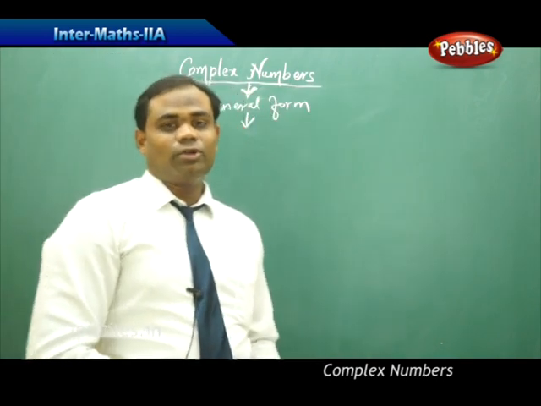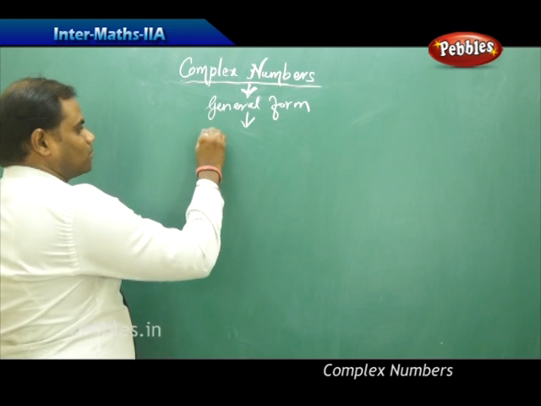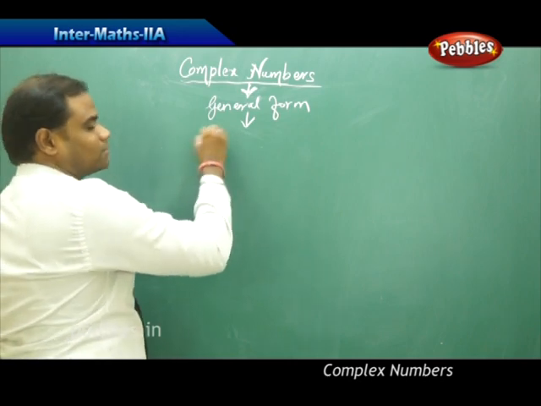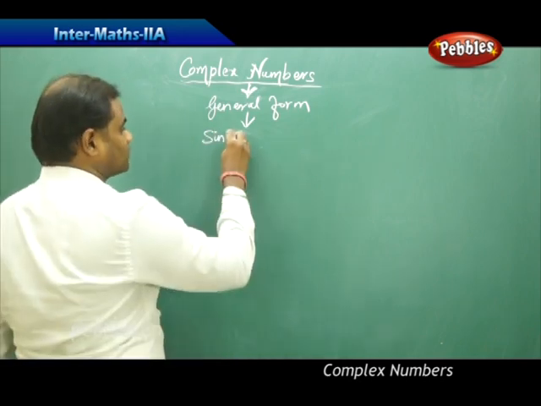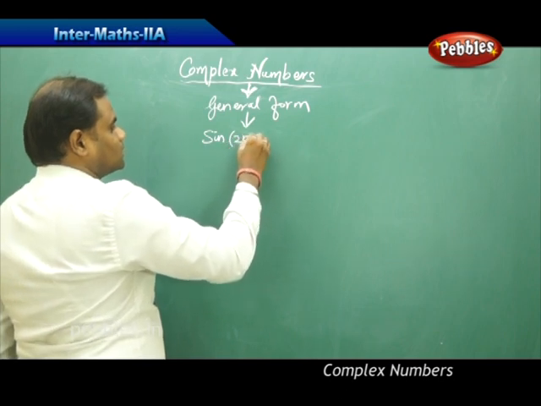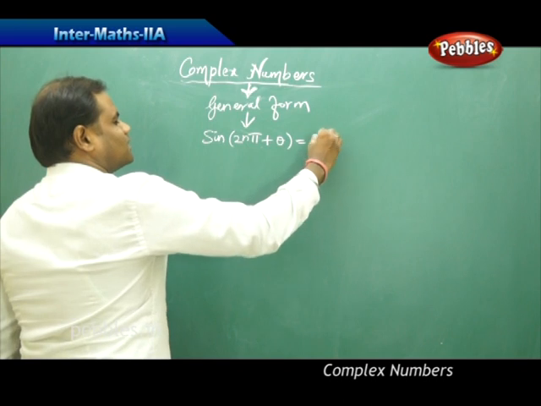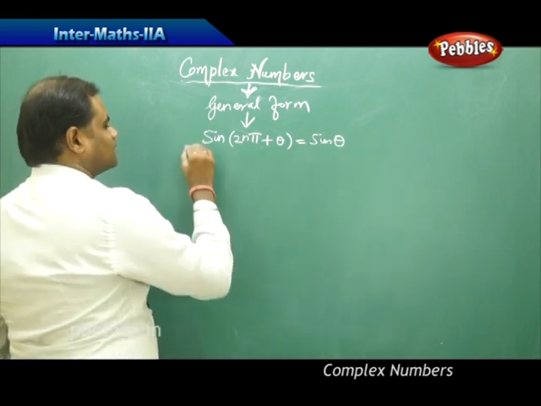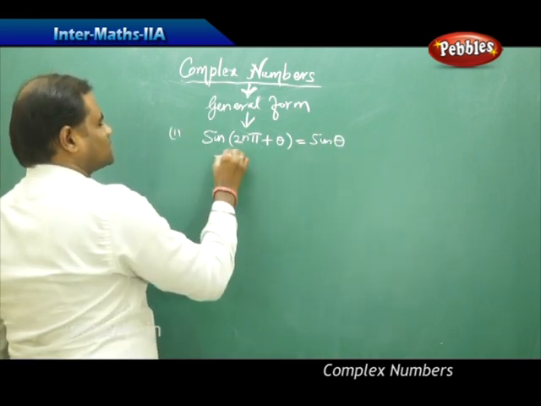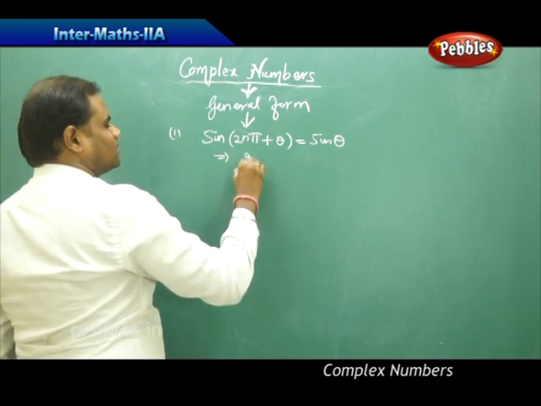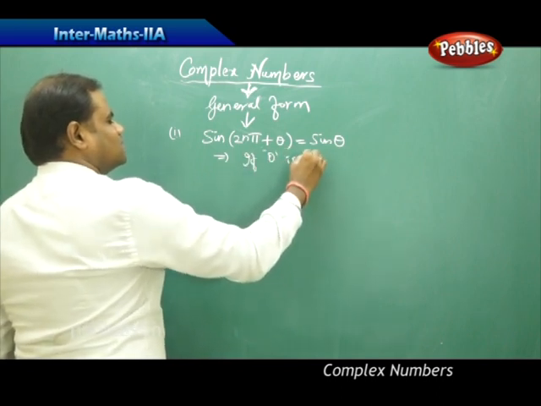So now from trigonometry, let's derive the properties which we have derived in trigonometry. Let's consider the properties of trigonometry. As we know that since sine of 2n pi plus theta is sine theta, then that implies if theta is the amplitude.